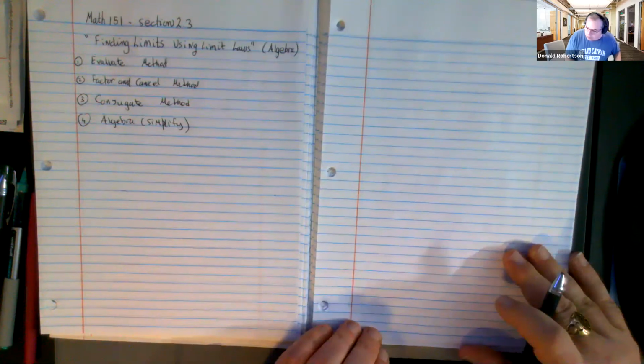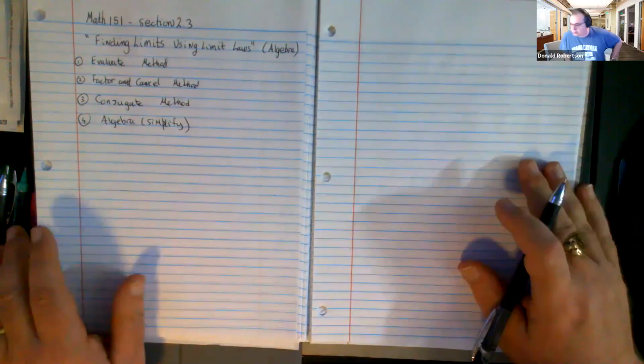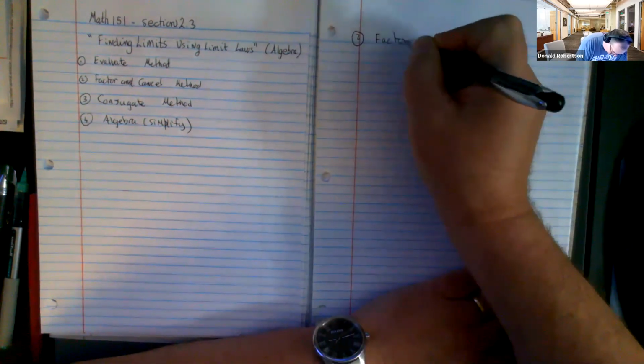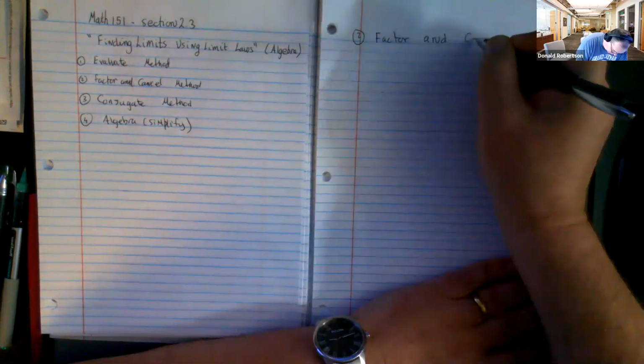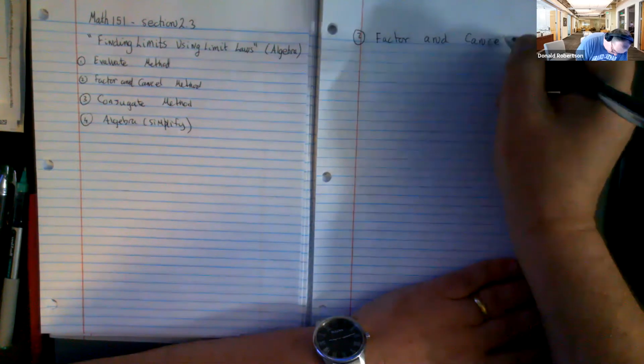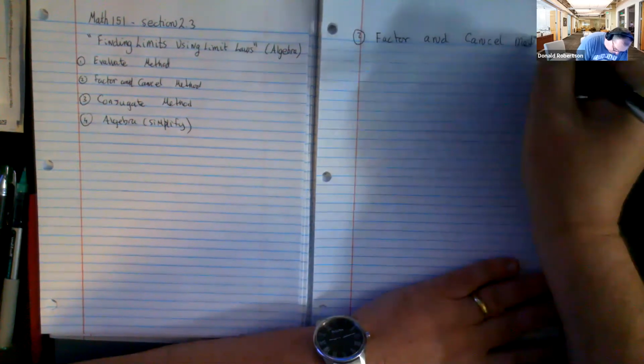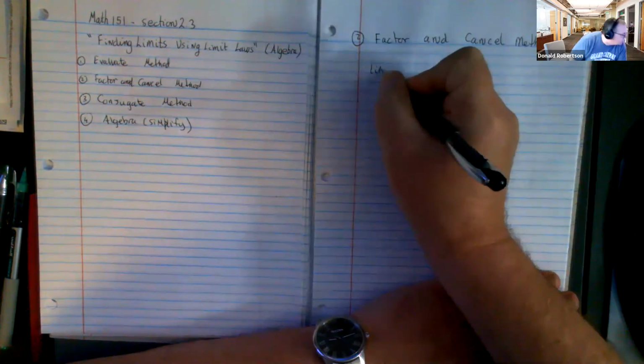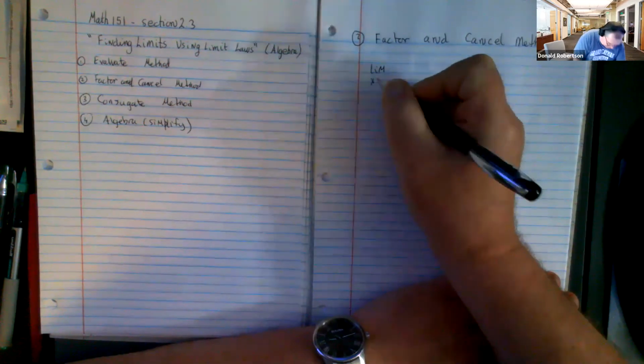And most of the time, it won't work. But for the few times it does work, it's worth it. And what happens next then is that you try to evaluate it, but you get 0 over 0. In which case, one of the techniques that you're likely to use is the factor and cancel method. So let's find one.